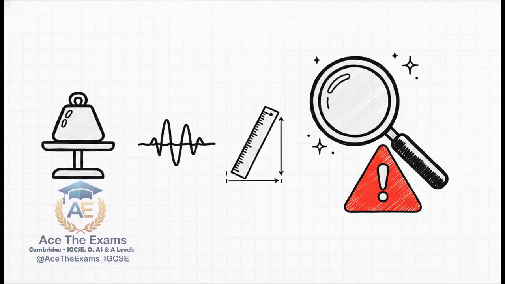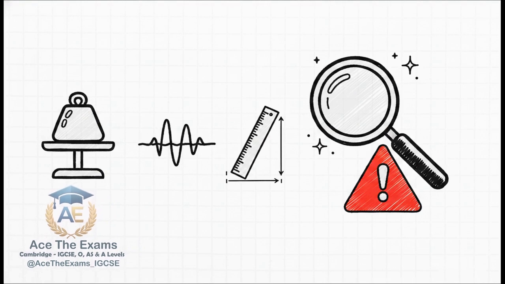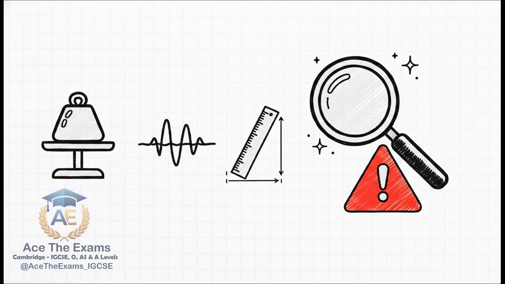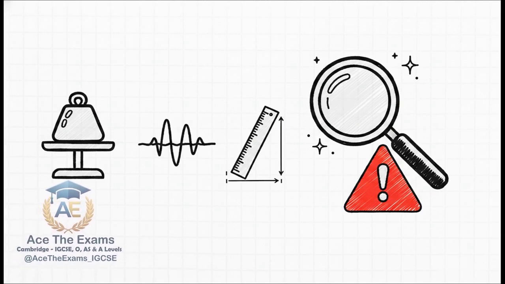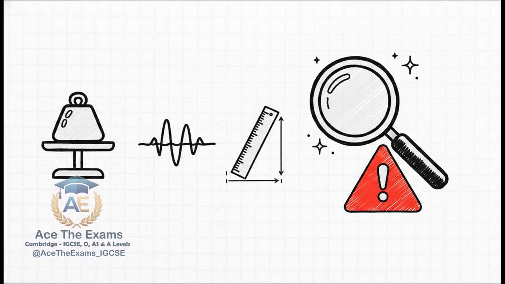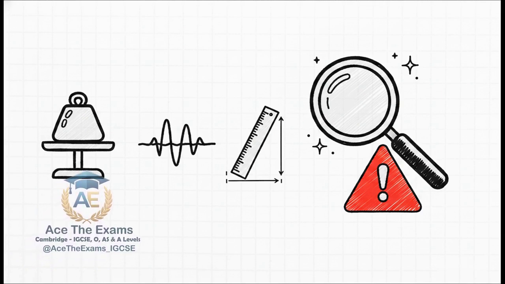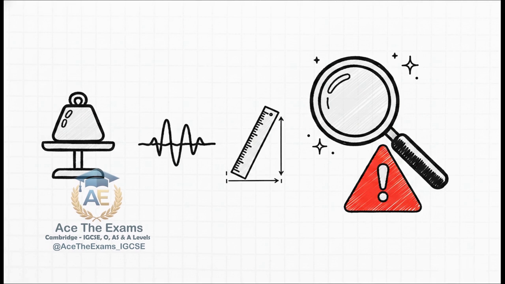Data scan. We need to extract the core knowns. The mass, m, is 95 grams. The angular frequency, omega, is 12.5 radians per second. The amplitude, x0, is 16 millimeters. Okay, pause. Stop right there. Spot the flaw. What is the immediate trap an examiner has set for you here?